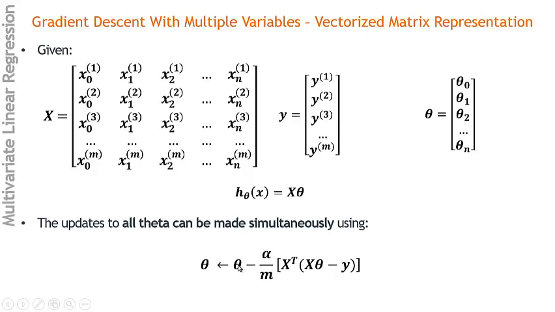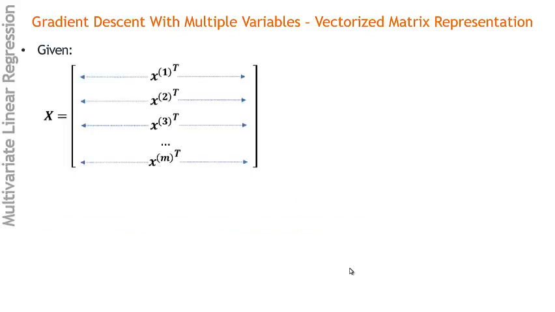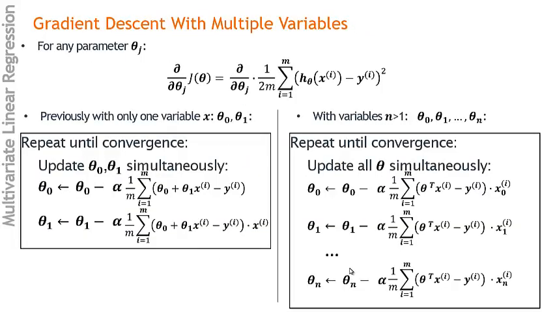So the updates to all the thetas can be made simultaneously using the following equation. Theta is theta minus alpha over m times x transpose times x theta minus y. If you look back at the previous equation that we had on the previous slide, let's see if we can go back there. That's exactly what we have here. Notice we have the x's inner product with these values here.